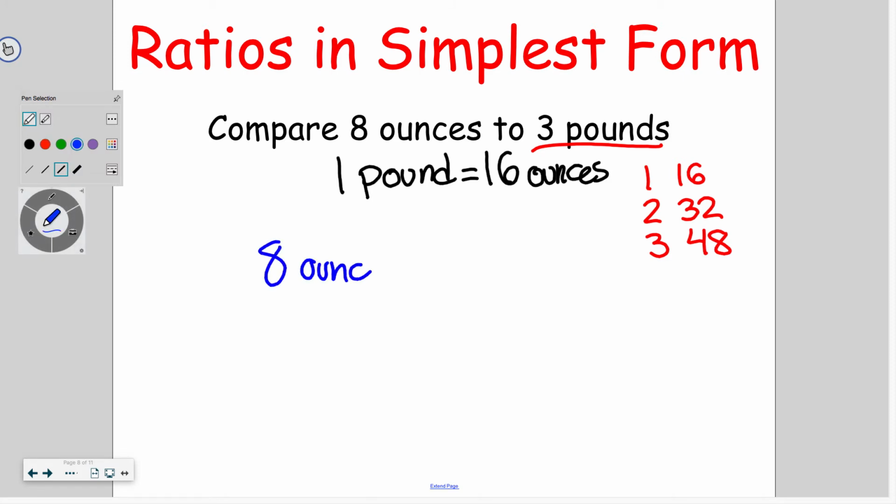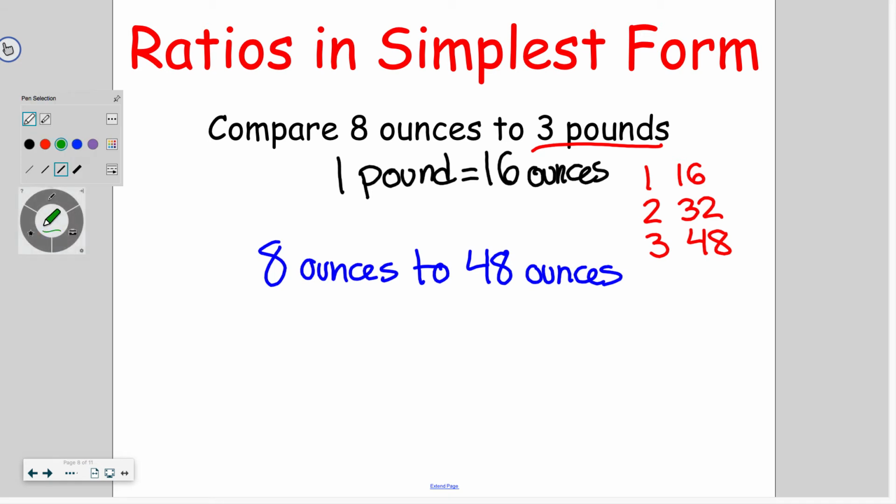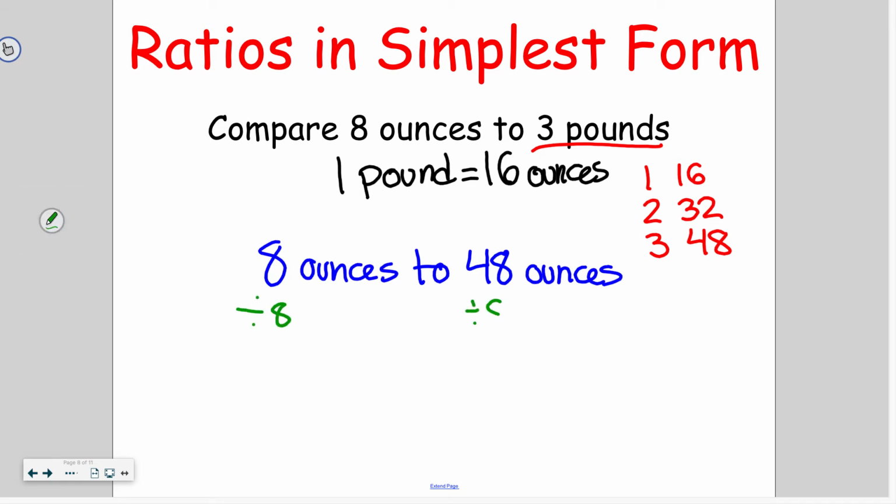So now I'm comparing 8 ounces to 48 ounces. So we're comparing two things with the same unit. Now I'm just going to go through and do my process of reducing. Both of those can be divided by 8. So I end up with 1 ounce to 6 ounces.